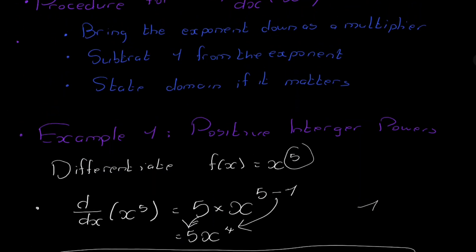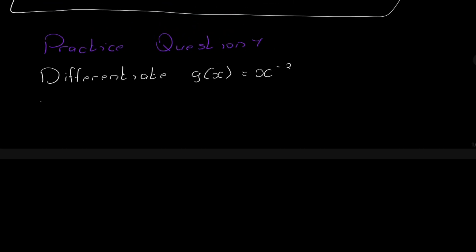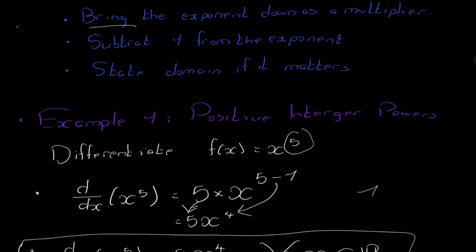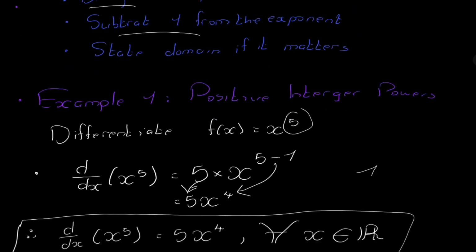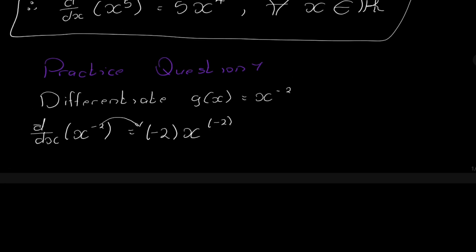What was our first step? Bring the exponent down as the multiplier. What does that tell us? The derivative with respect to x of x to the negative 2 is the same thing as bringing our exponent down as the multiplier. What does our second step tell us? Subtract 1 from the exponent. What does that mean? Minus 2, we subtract 1. What does this give us? Negative 2x to the negative 3.